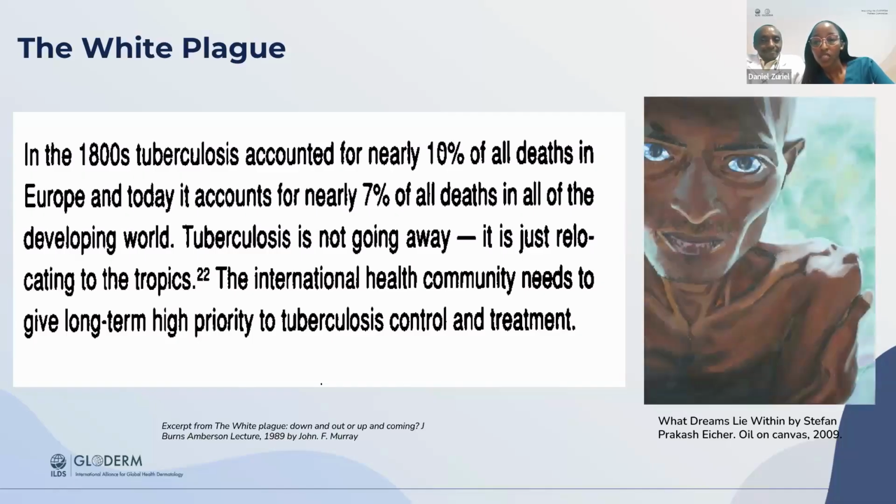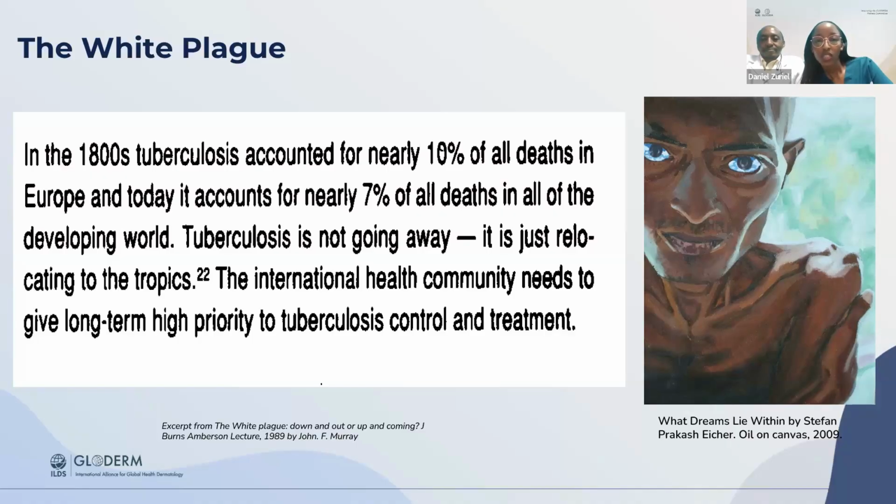This is a painting that was done by the artist Stefan. He was inspired by a gentleman that they saw on the street in New Delhi, and it really shows what a typical tuberculosis patient looks like. You can see his cheeks are sunken, his eyes look a little bit hollow, and this is what you typically expect to see in a patient who has tuberculosis. They tend to be wasted and emaciated, and tuberculosis is a disease that can be treated.